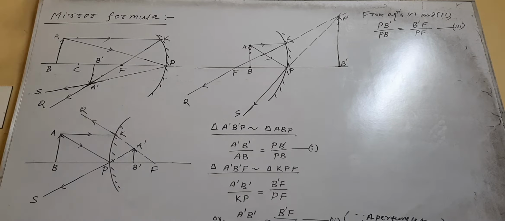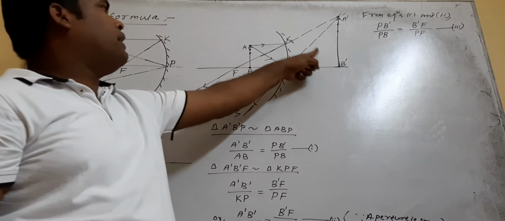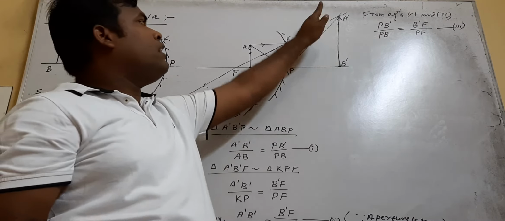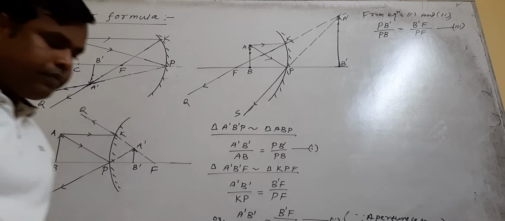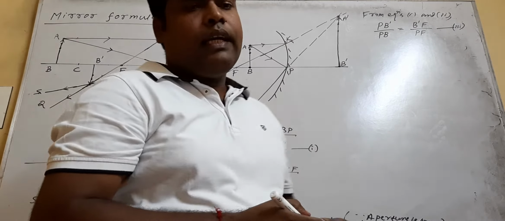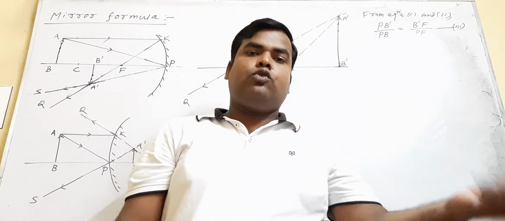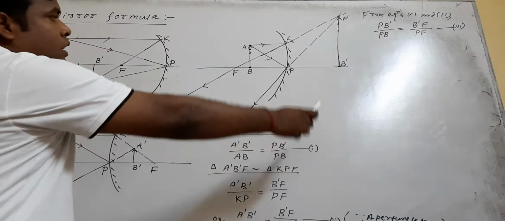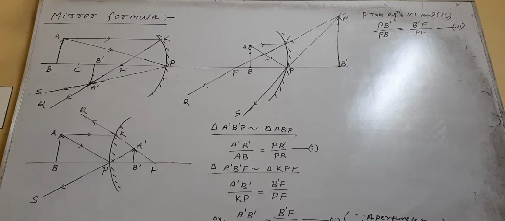Then what is your conclusion? A dash B dash is the virtual image of the object AB, and you see here the image is erect. So you remember, whenever you get a real image, the image is inverted. Whenever you get a virtual image, then the image is erect. So now a virtual, erect and magnified image is formed.